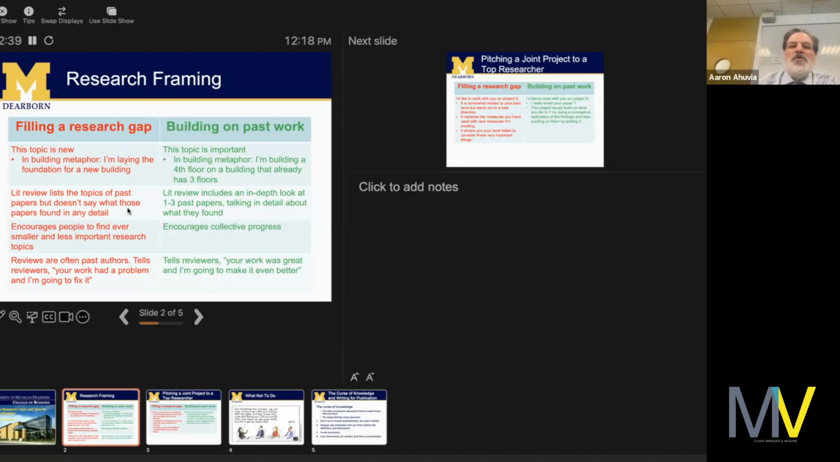How do you know, when you're reading something, that they've taken the filling a research gap approach? The literature review lists the topics of past papers, but doesn't say in any detail what those papers found. So you start reading, and immediately it's so-and-so said this, and people have talked about that, and they talked about this other thing, and then it goes on to something else. But you get no understanding of any of those topics, because that's not the point. The point is just to list the topic itself. Whereas in the approach of building on past work, the literature review includes an in-depth look at maybe one to three past papers, and talks in detail about what their findings were.